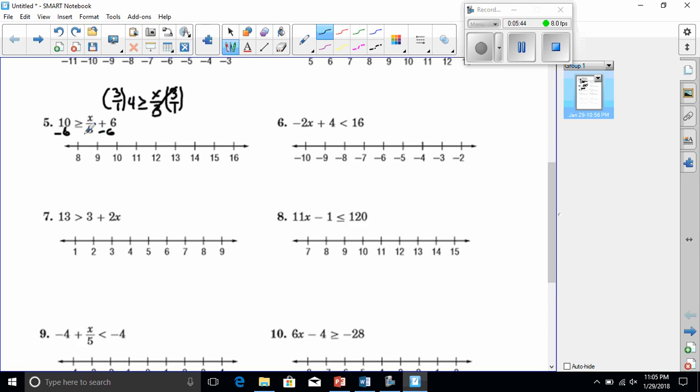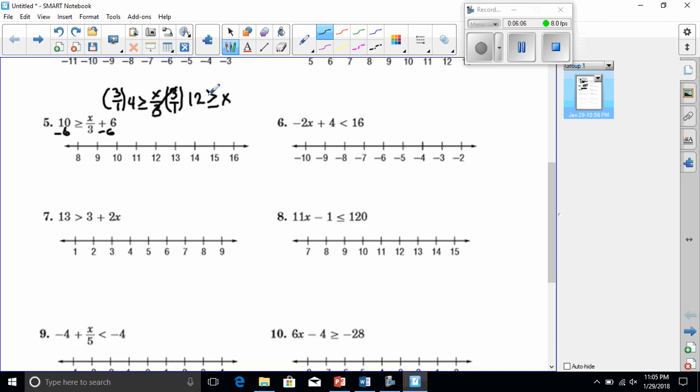Notice, I'm not multiplying or dividing by a negative number. So this is going to leave me with my x alone. My symbol is going to stay the same. And now I have 3 times 4, well, that's 12. So 12 is greater than or equal to x.